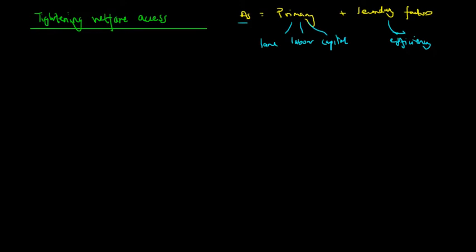So as we know, tightening welfare access will affect, firstly, the labour force participation rate, and it can also affect efficiency. So we're going to look at this in two ways. Firstly, how it affects labour force participation, and secondly, how it affects efficiency. Okay, so tightening welfare access is conducted by the federal government.